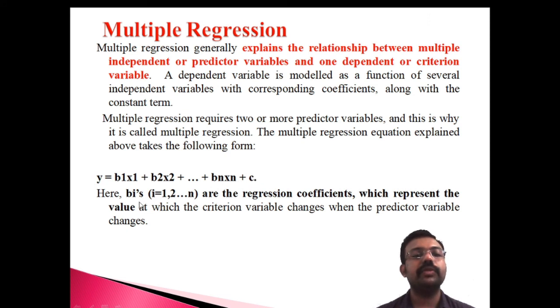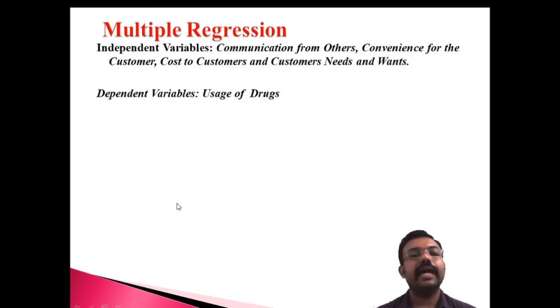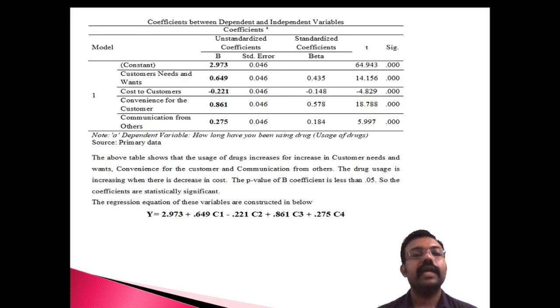So b1, b2 all represent the values, and from the analysis point of view we just select the dependent variable. These are the independent variables: communication, convenience, cost, and customer needs and wants. And the dependent variable is usage of drugs. After that we just perform the SPSS analysis and get the final result. This is the equation format: 2.973, 0.649, then minus 0.221, 0.861, 0.275, and all the results are significant here.